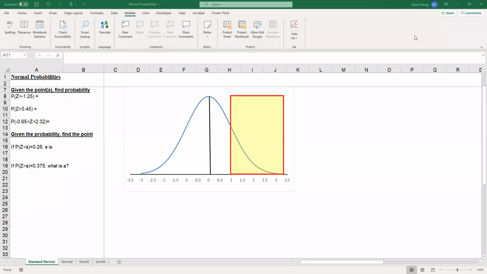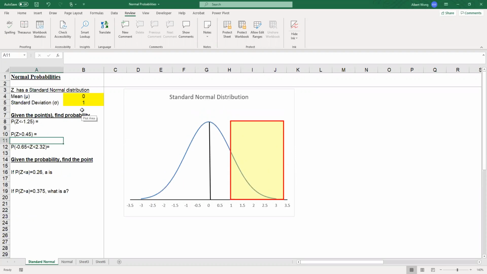In this video, we're going to show you how to use a number of Excel functions to calculate normal probabilities. Let's start with the first case where we have a standard normal distribution. That means mean equal to 0 and standard deviation equal to 1.